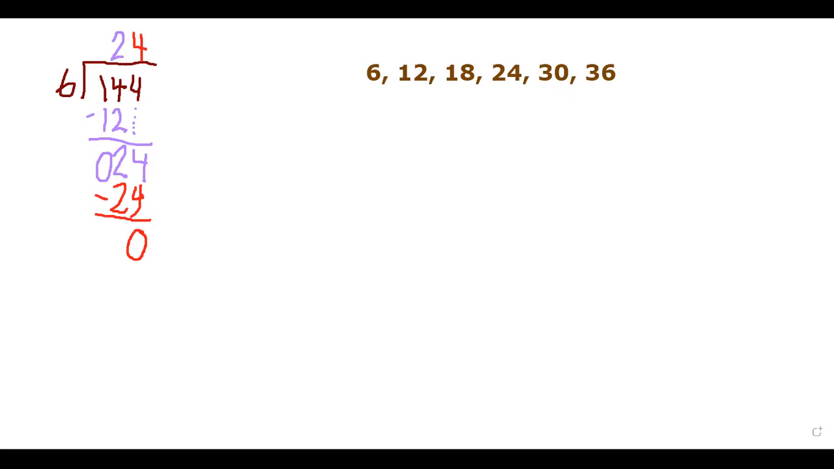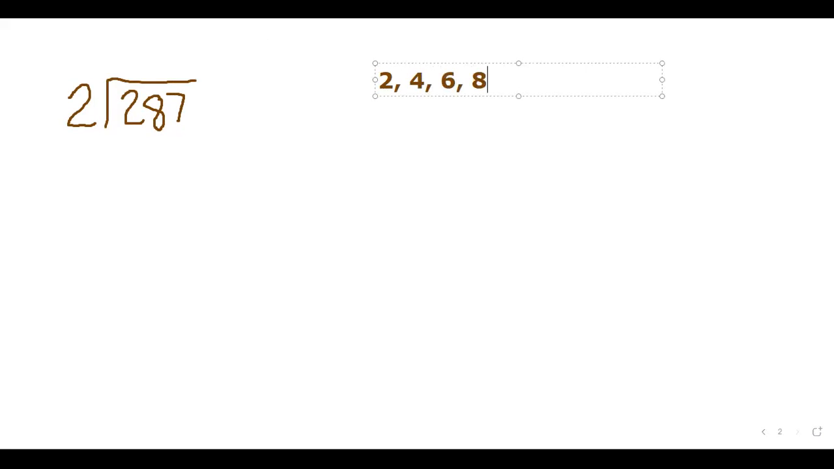Let's do another one together. Find the quotient of 2 divided into 287. And I'm going to go ahead and list the multiples of 2 out here. You have them on your chart, so you do not need to write them down if you choose not to. It's up to you.